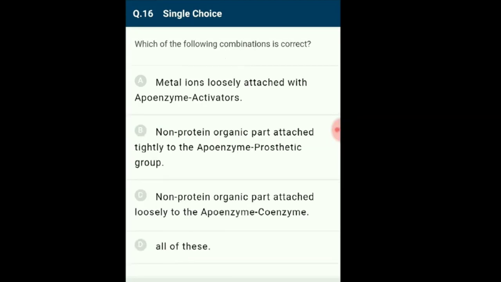Question number 16. Which of the following combinations is correct? The protein part of an enzyme is called apoenzyme. Prosthetic groups are organic compounds and are distinguished from other cofactors in that they are tightly bound to the apoenzyme. Coenzymes are also organic compounds but their association with the apoenzyme is only transient. So the answer for this question is option D. From the given 3 statements, all the 3 statements are correct.